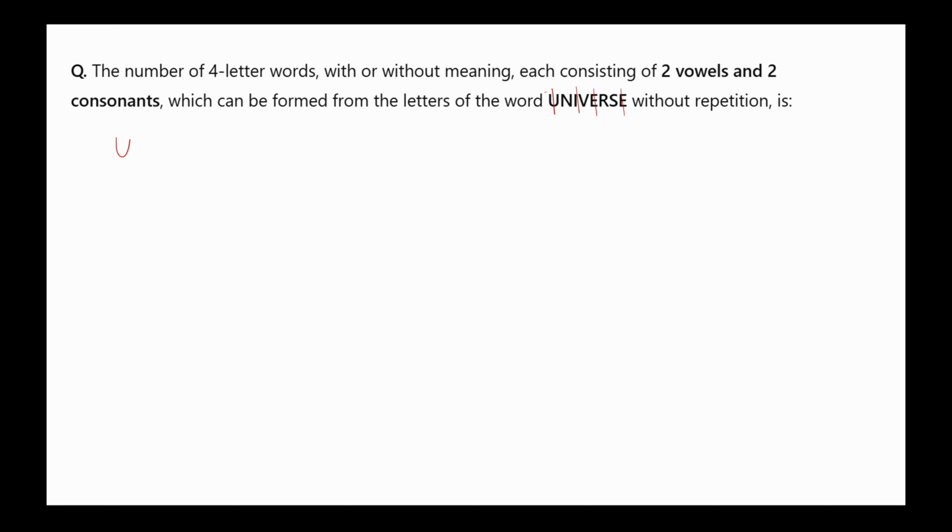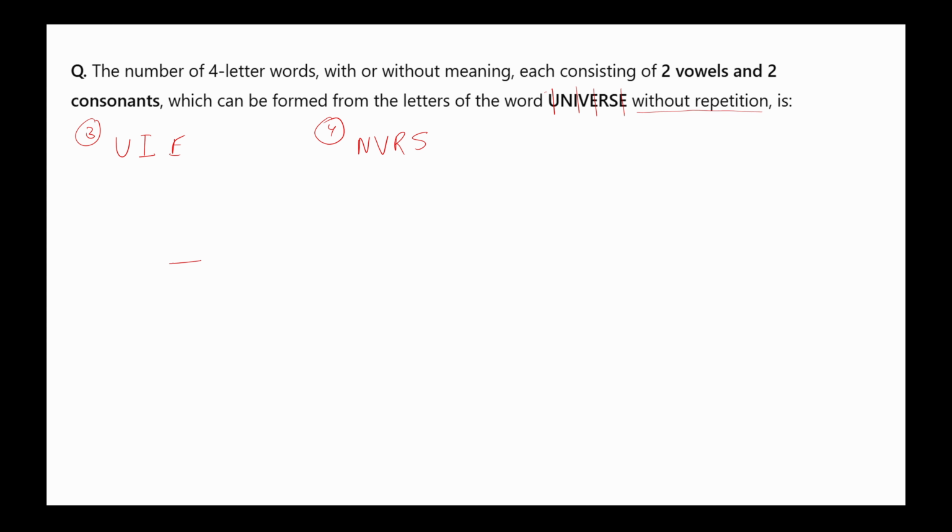That means U, I, E, E. These are our vowels. And what are our consonants? N, V, R, S. So there are 4 consonants and 3 vowels, sorry, I have 4 consonants. Because E is the same here, that is why it becomes 3. So I can only write it down as E. Now, again, there was a point in the question where they mentioned that it can be formed from the letters of the word without repetition. That means the same letter is not getting repeated again and again. That is why we can remove one E from here.